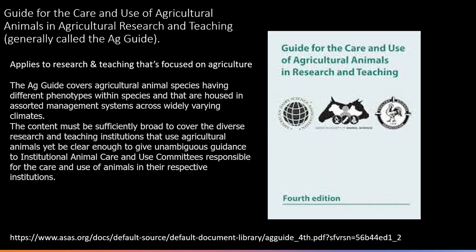A separate guide for the care and use of agricultural animals in research and teaching, the Ag Guide, exists for agricultural animals used in research or teaching. It contains species-specific standards for animals like cattle, horses, sheep, goats, and swine, covering similar topics as the general Guide.